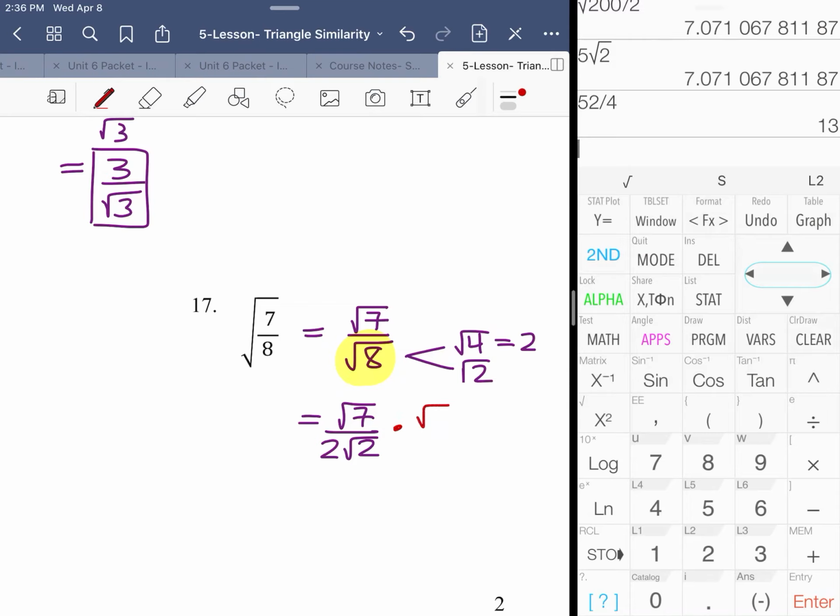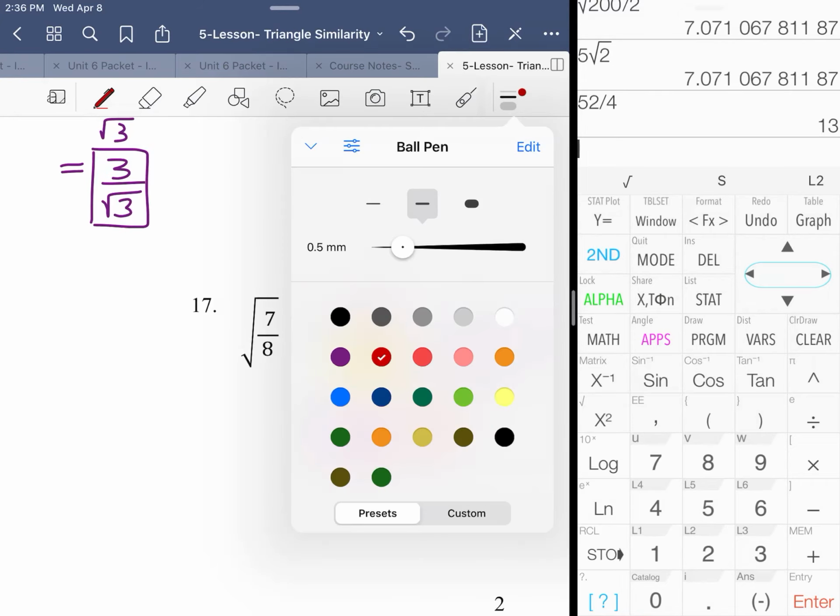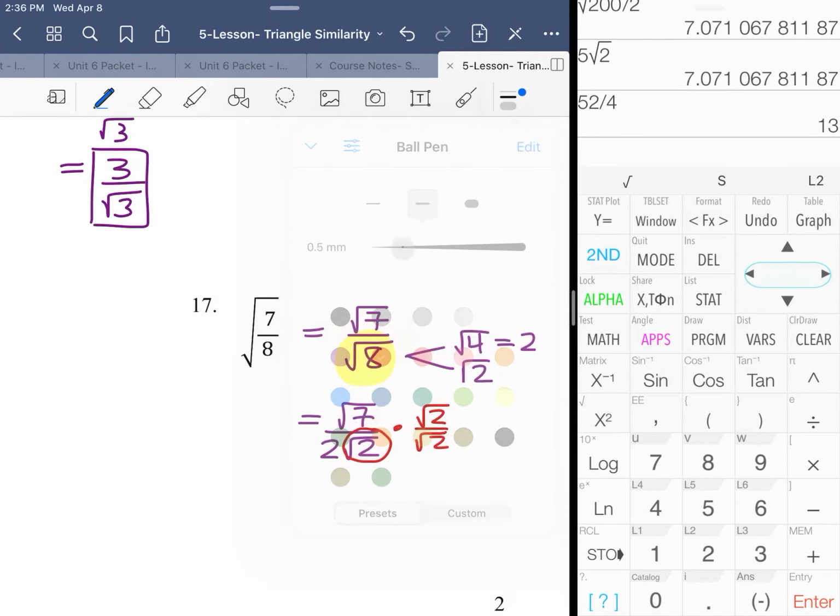So that's what we're going to do. I'm going to multiply top and bottom by radical 2. That'll account for this guy. And then I'm going to multiply top and bottom by radical 7.